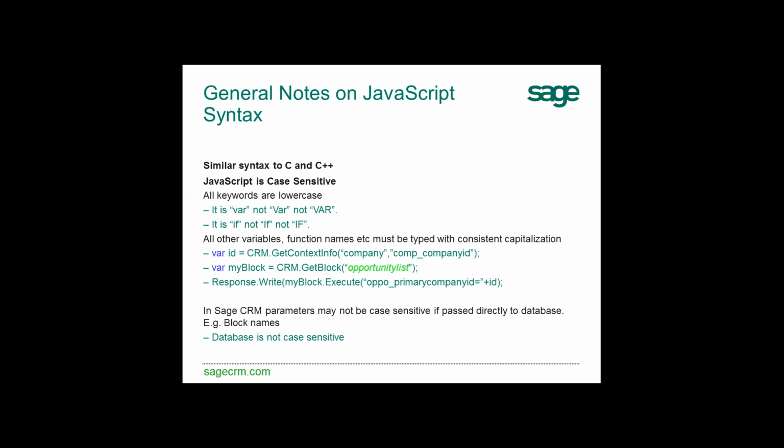So when I reference my block, which is the object name that is created when I retrieve opportunity list from the database, it doesn't matter if I put opportunity list in capitals, it will find that unique block called opportunity list and then instantiate a variable called my block. Watch the case there, and I have to reference it as my block inside here.